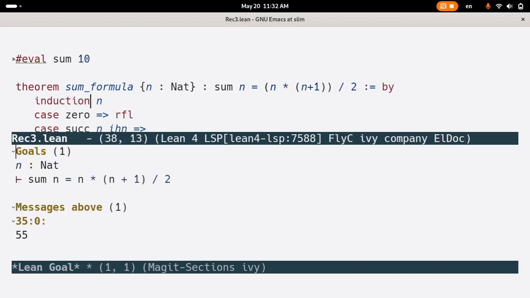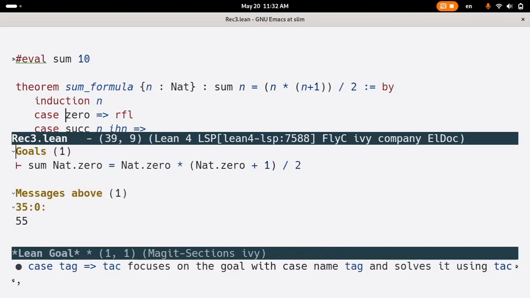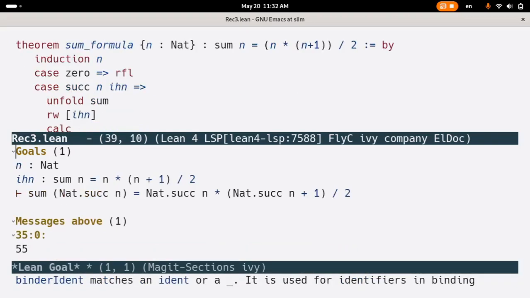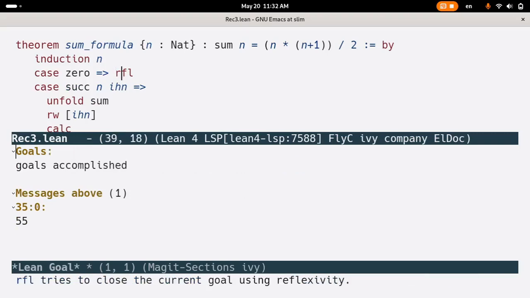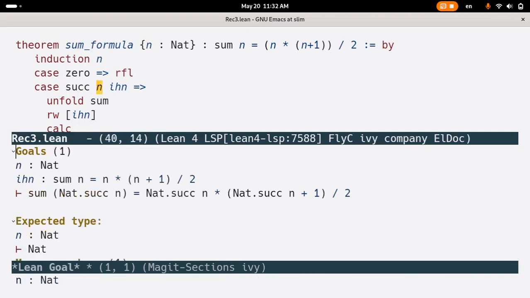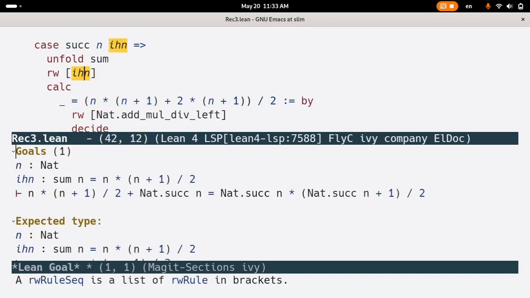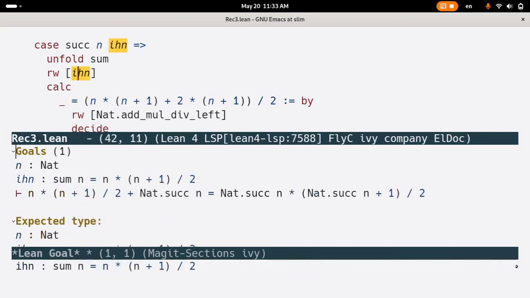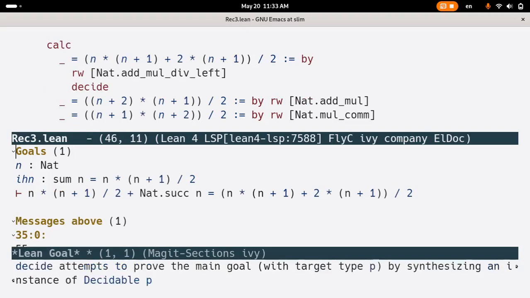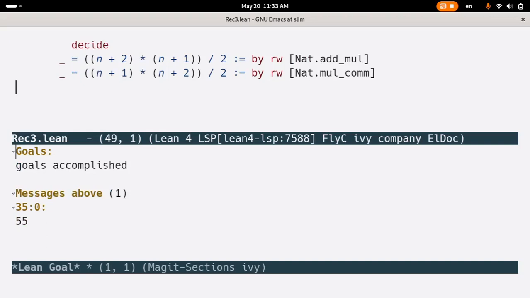So to revise, we used the induction tactic on the variable n, which split the proof into two cases. In the 0 case, we could use reflexivity to solve it. In the successor case or the inductive case, we have access to the previous value n as well as the inductive hypothesis for n. We used the inductive hypothesis to rewrite the goal. Then we used calc to do a series of calculations where each step was justified with a proof to prove our original theorem.